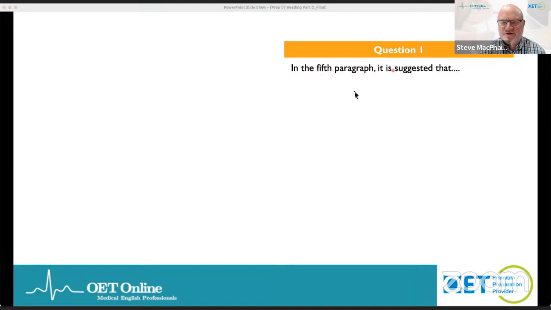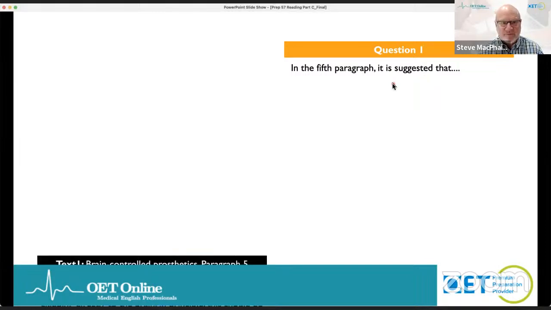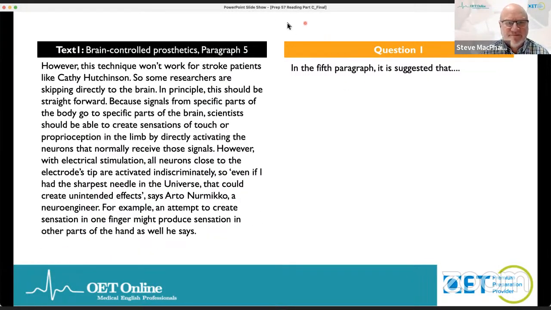Here's our first question. They're all different articles, and I've just picked 3 different questions from 3 different reading texts for an analysis. In the 5th paragraph, it is suggested that... So we're looking for something suggested, some idea. This is a very broad question. It could be anything. Straight away, the question says we need to read the 5th paragraph to answer it. Let's read it together, everyone.